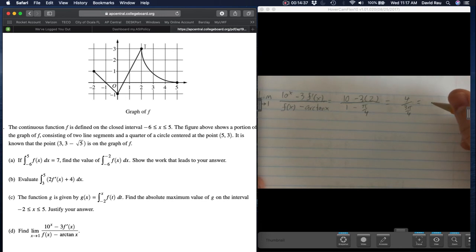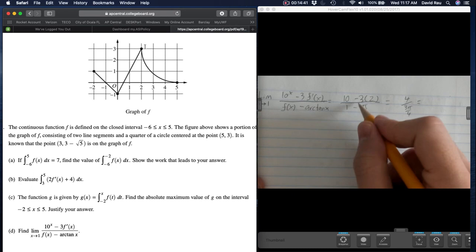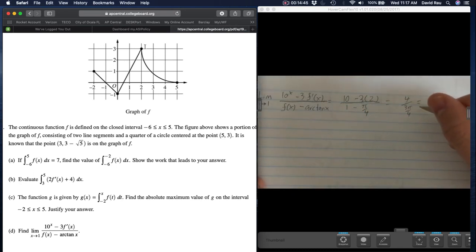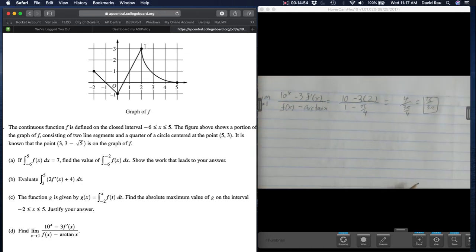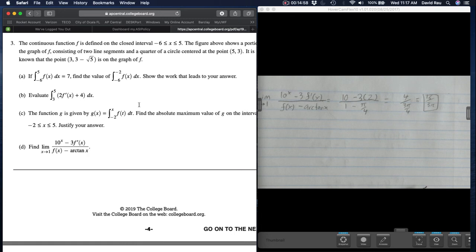And if you work that out, actually they stop kind of right here. They stop at 4 over 1 minus pi over 4. But if you wanted to keep on going, it looks like that could also be written as 16 over 3 pi. Let me make sure about that. 16 over 3 pi.